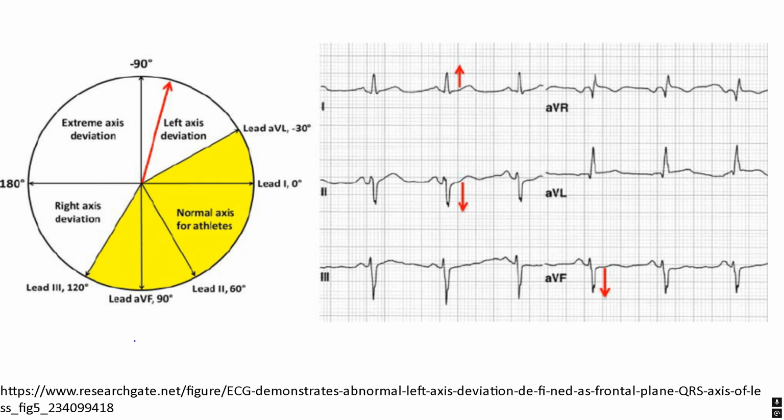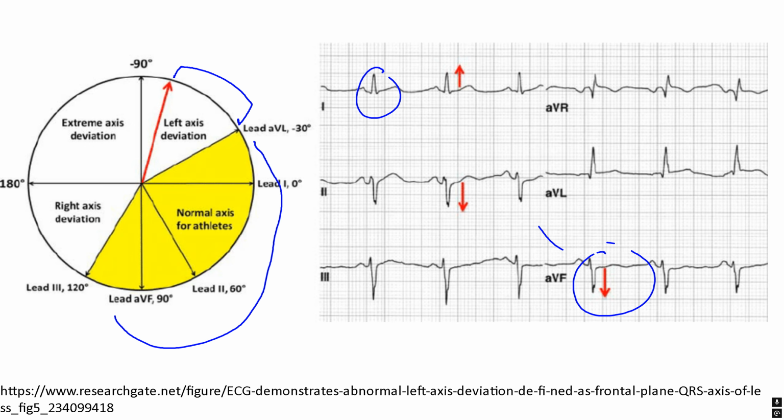Up in 1, down in aVF, okay? So we're in this left axis deviation area, okay? And this graph highlights what an axis should be. The normal axis is in this region right here. If you're over here in this region, it's called a right axis deviation.